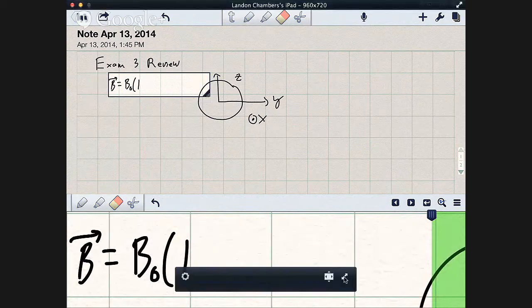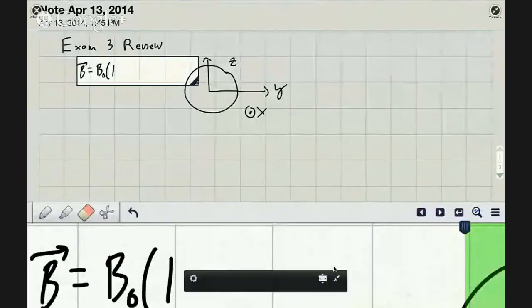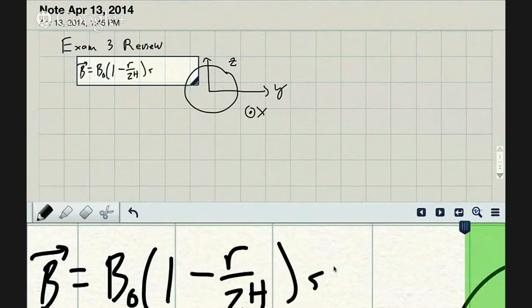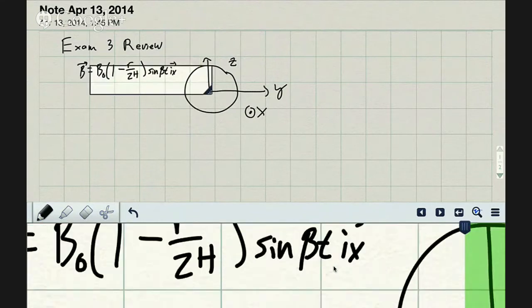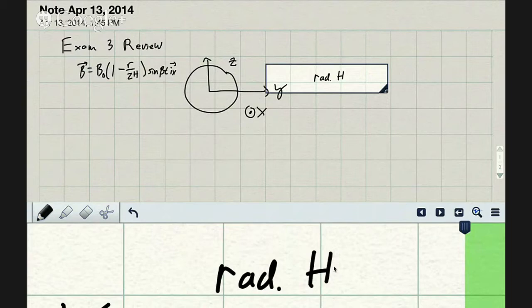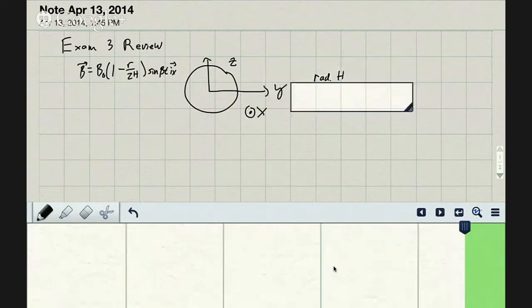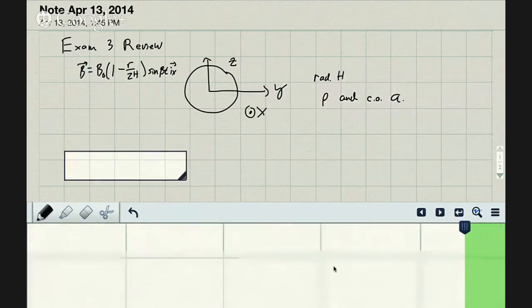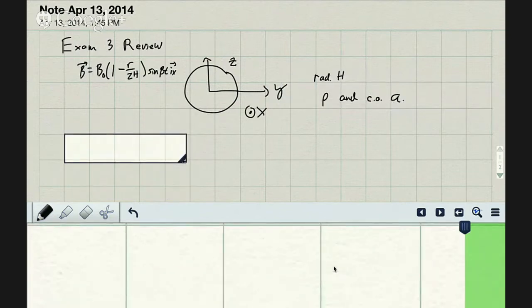1 minus r over 2h, sine beta t, in the x direction. We want to find the current that goes around this wire. We're also told that it has a radius h, a resistivity rho, and a cross-sectional area A. Okay, let's go ahead and figure this out.